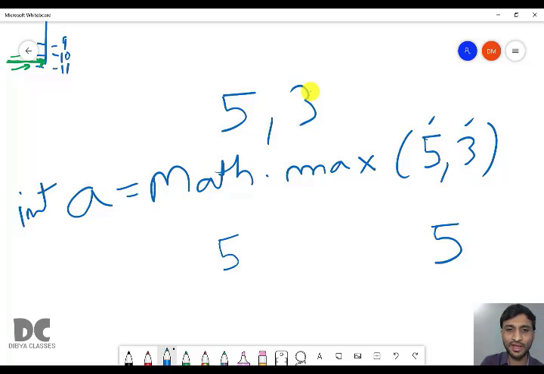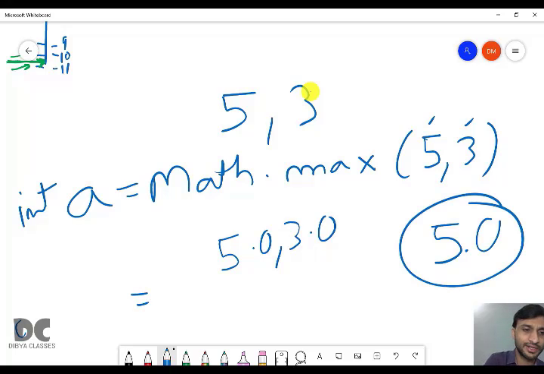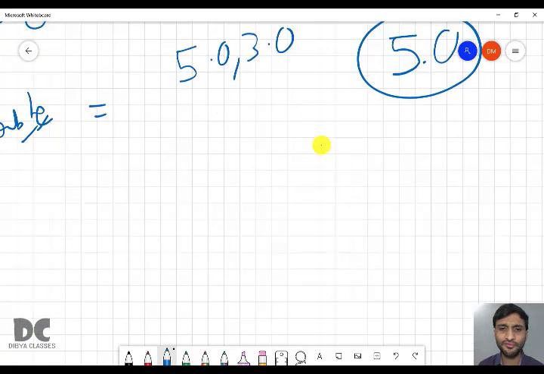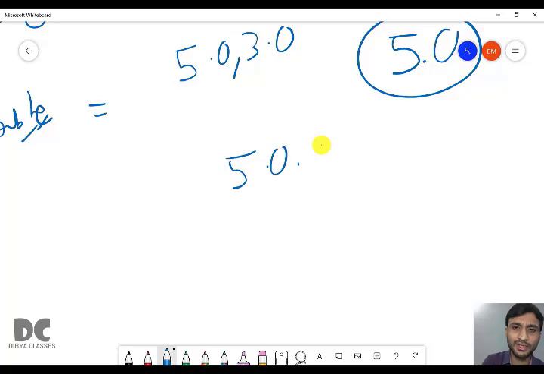For example, you have 5.0 and 3.0. So you will get the answer as 5.0. So you have to take the data type as double. So it depends on the value you are taking. If it is integer, you have to take int. If it is real, you have to take the data type as double. What if one is 5.0 and the other one is 3? This is nothing but mixed mode. So again, you have to take the data type as double.